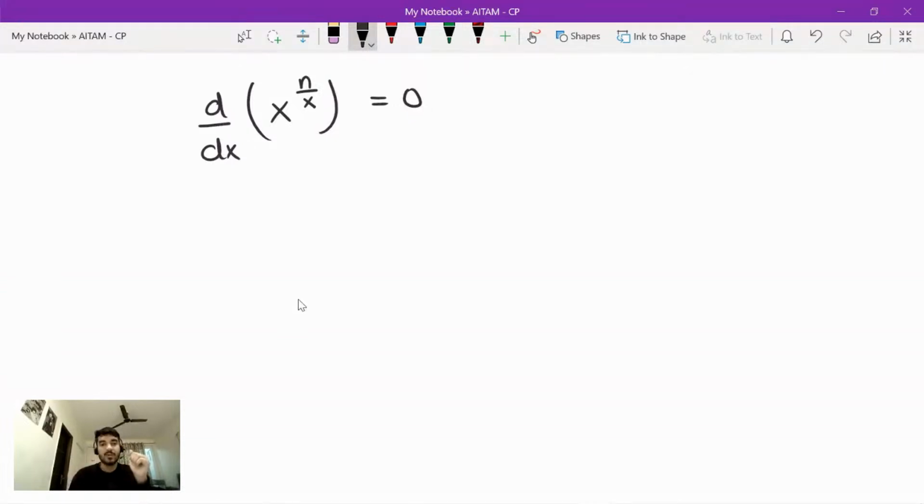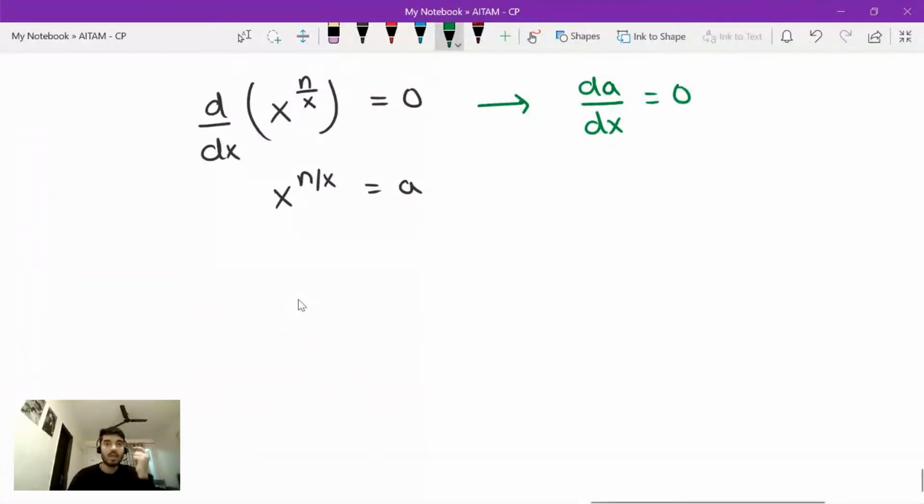Let's call this x to the power n, divided by x as a, and divided by x as a. So what I need to find, I can just simply reduce this in this way: dA by dx is equal to 0. dA by dx must be equal to 0. Cool. So let's quickly solve this equation.